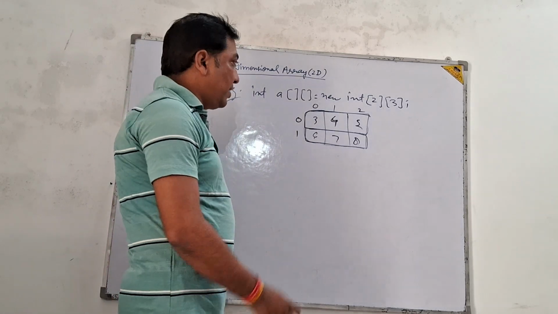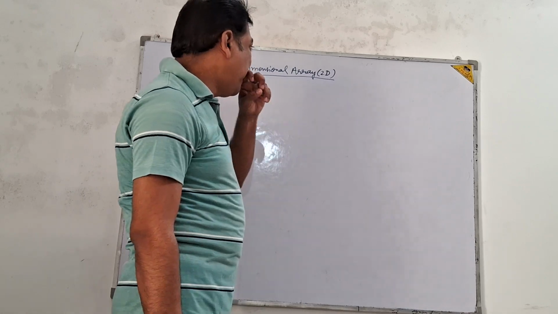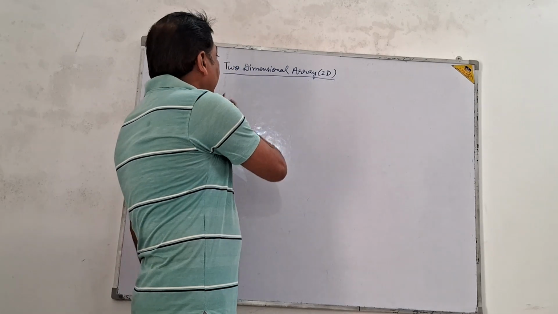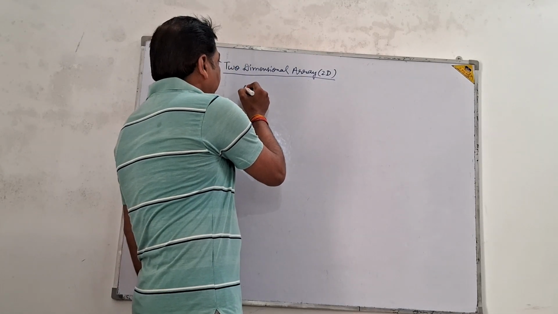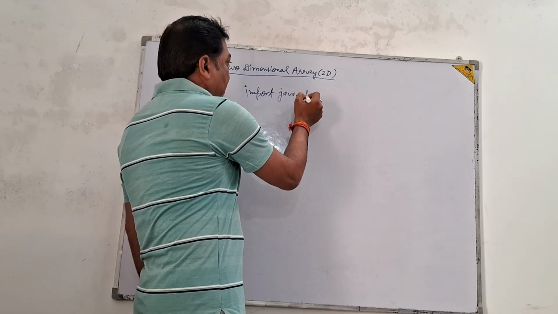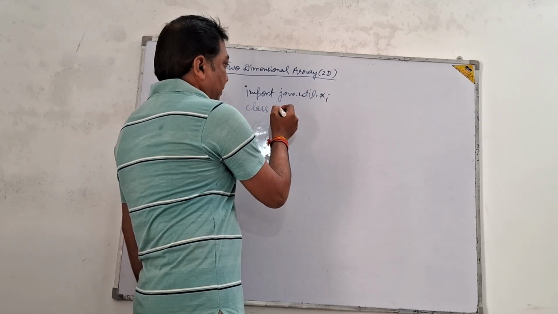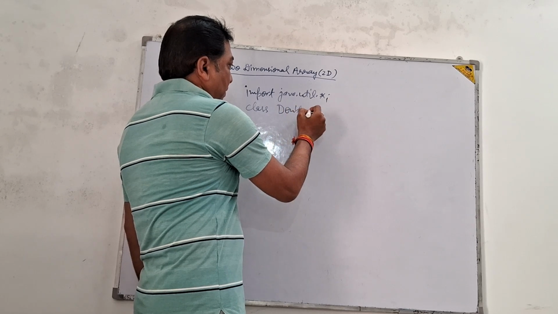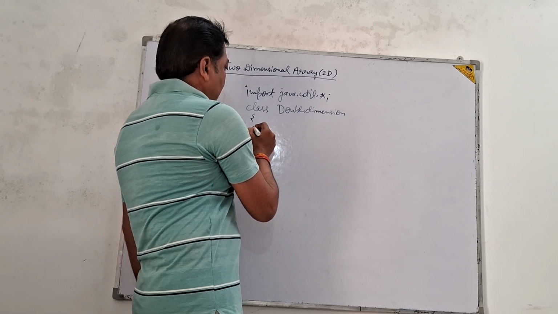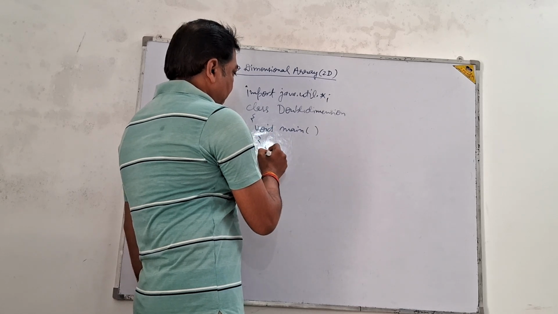Now let us see how to make a program for a 2D array. Suppose we want to take input in a 2D array and print the elements. So how do we make a program for a 2D array? Firstly, we will take a package, then class double dimension, void main, scanner object.